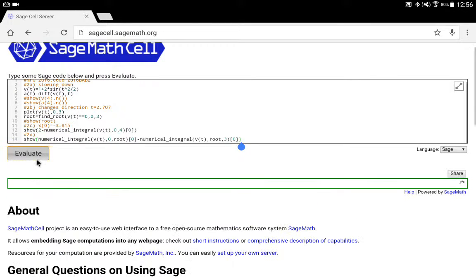And evaluate that. I got the last two shows. Should be the negative 3.815. And I think the last time I did this, did I get an answer for part D? I don't have the answer for part D right here. Okay, let's find out what it is.